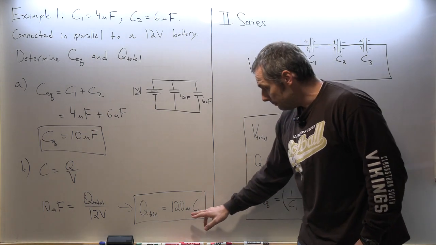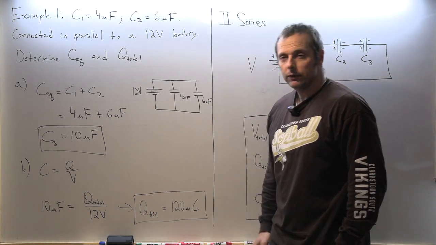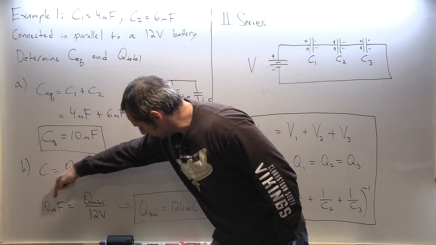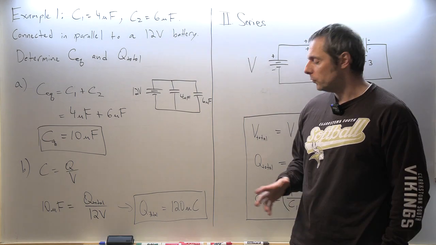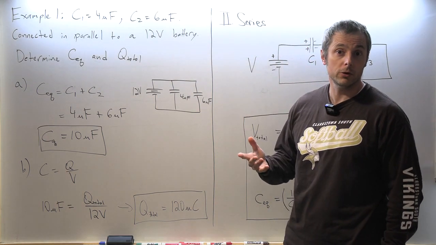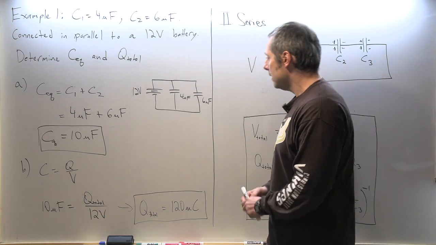And by the way, as you see, I left the micro there. I could put 10 times 10 to the minus 6 here and get 120 times 10 to the minus 6 there and leave the answer in coulombs, or I could just carry the micro unit throughout, and that's also acceptable.